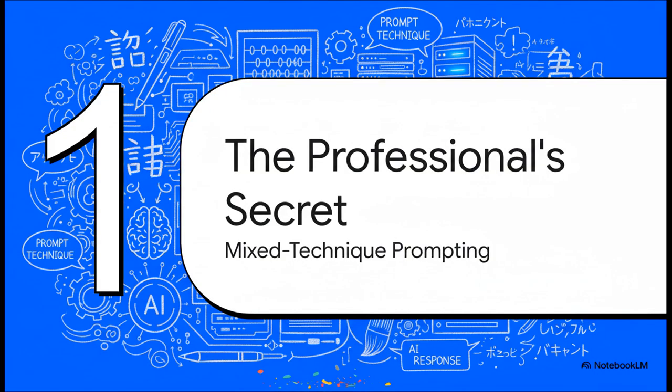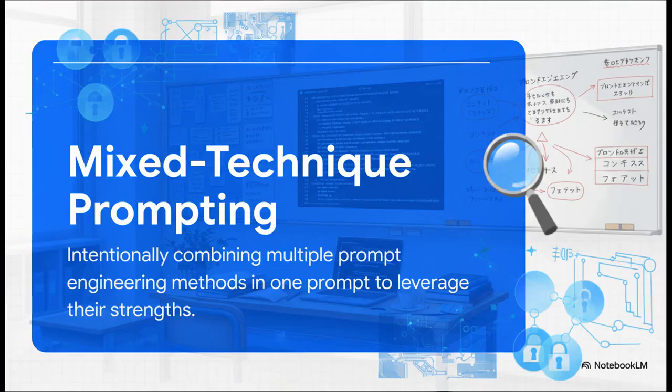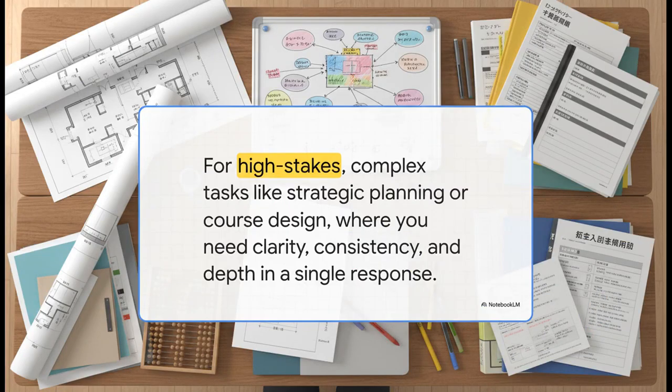So what exactly is this technique, the one that all the pros seem to rely on for their most important work? Well, let's break it down. And it's actually pretty simple. You're not just throwing a bunch of random commands at the AI. You're being strategic. You're layering different methods, like defining a role, giving some context, and specifying a format all in one go. Each technique actually strengthens the others, creating an instruction that is just way more powerful than the sum of its parts. And this is why it matters so much.